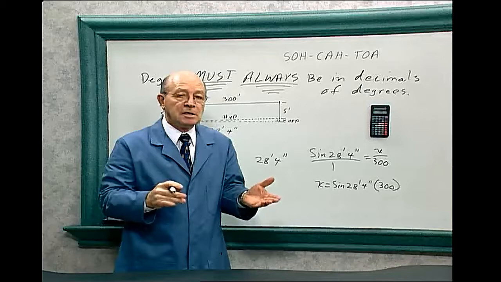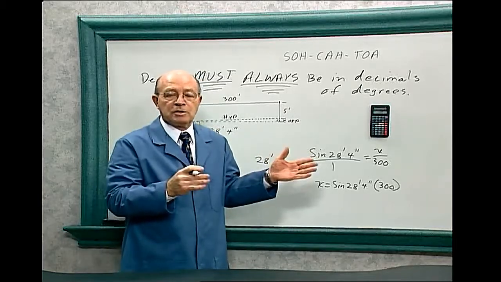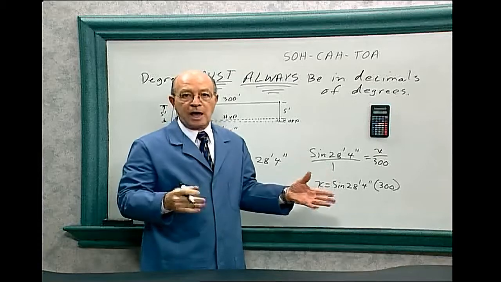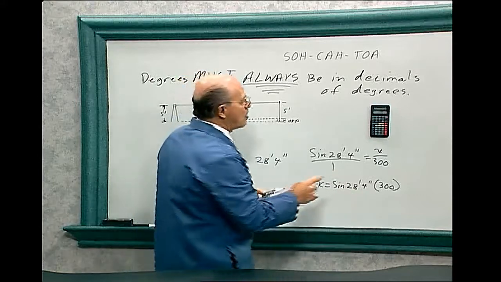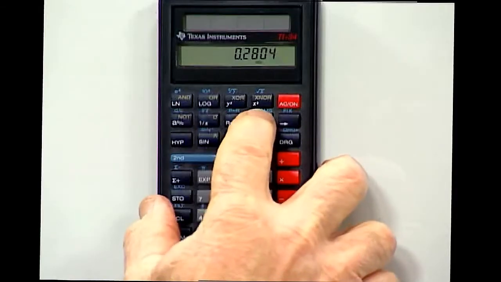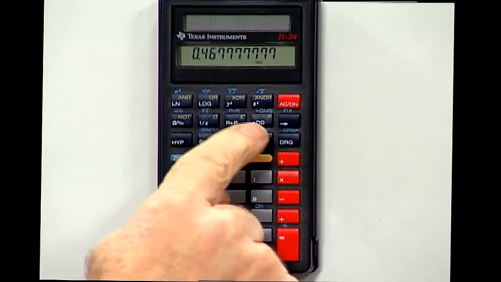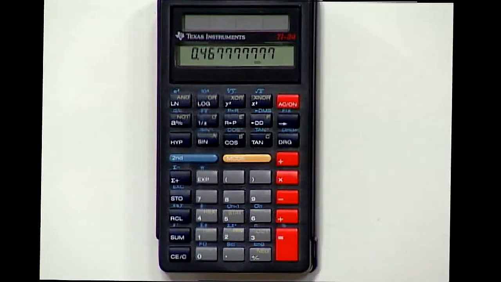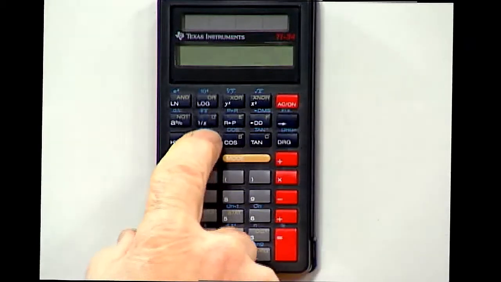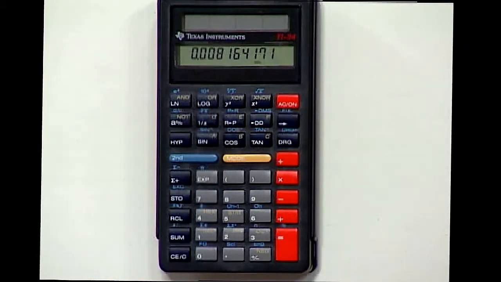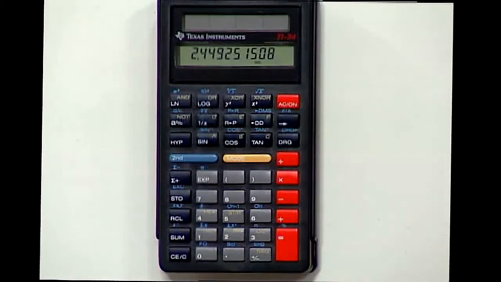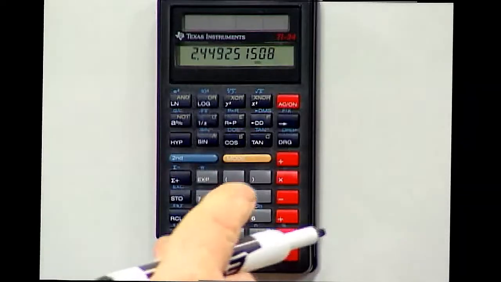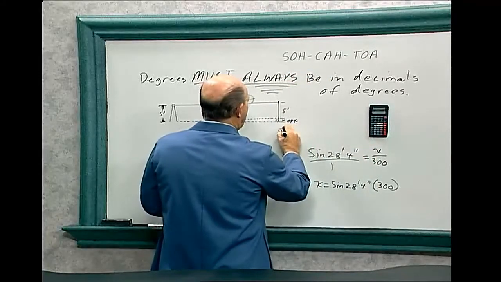Now, if you have sine of 28, you don't have to go to decimal degrees, because decimal degree of 28 is 28. But when you have minutes and seconds, you have to come over here and convert that into decimal degrees and press that DD. Now we press the sine button. Sine, that's 0.008164171 times 300 equals, and it's 2.4492.